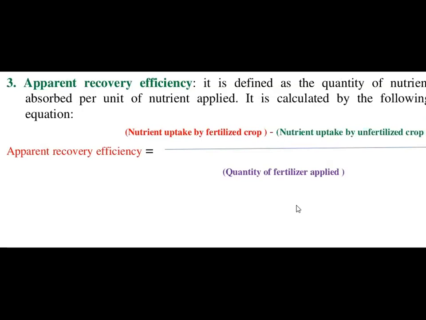Then apparent recovery efficiency can be noted as the quantity of nutrient absorbed per unit of nutrient applied. It can be calculated by the following equation. Apparent recovery efficiency is equal to nutrient uptake by fertilized crop minus nutrient uptake by unfertilized crop, divided by quantity of fertilizer applied. It is all about apparent recovery efficiency.